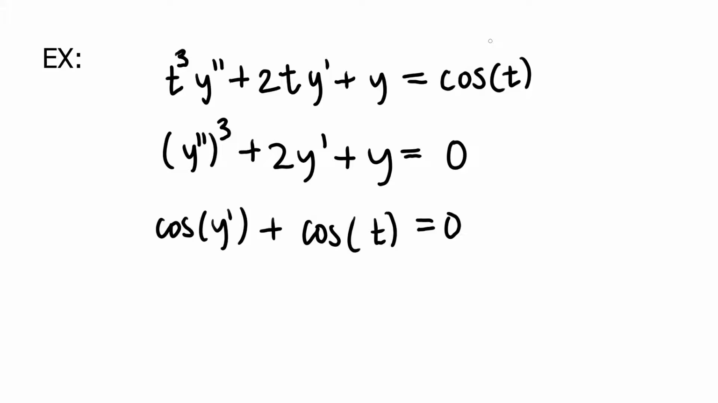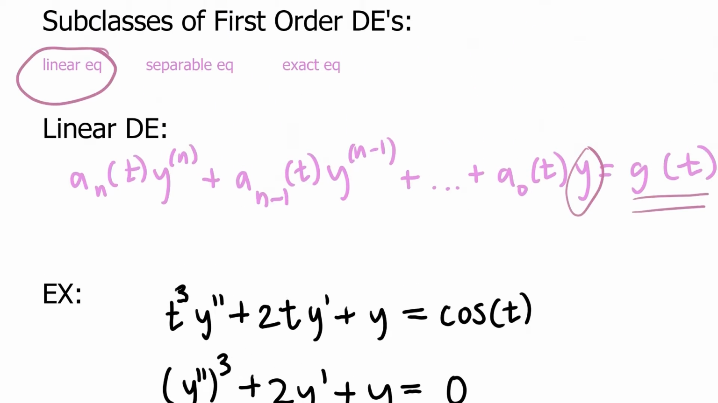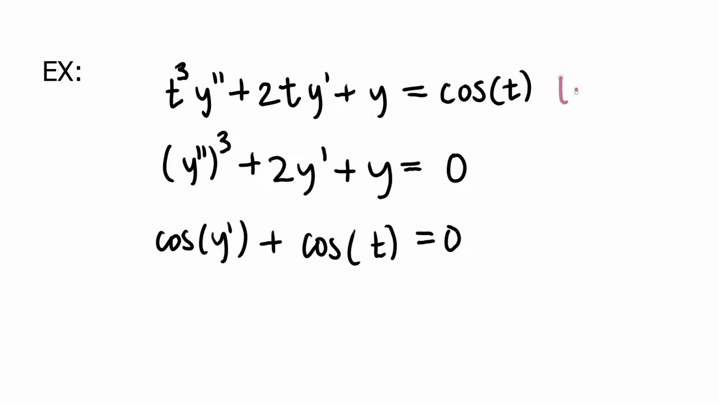For the first one, we have t cubed y prime plus 2t y prime plus y equals cosine of t. If we look through each term, we can see that we have a function of t times a derivative of y. The next term we have a function of t, 2t, times a derivative of y. And here we have just the zero derivative of y, which is just y itself, equals another function of t, say g of t, cosine of t. So it follows our general formula that we have up here. So this we can call linear.